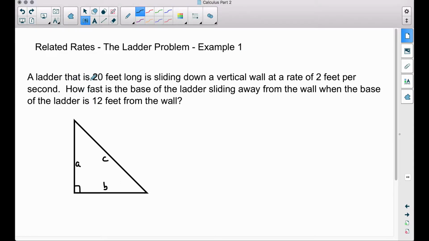A ladder that is 20 feet long is sliding down a vertical wall at a rate of 2 feet per second. How fast is the base of the ladder sliding away from the wall when the base of the ladder is 12 feet from the wall?